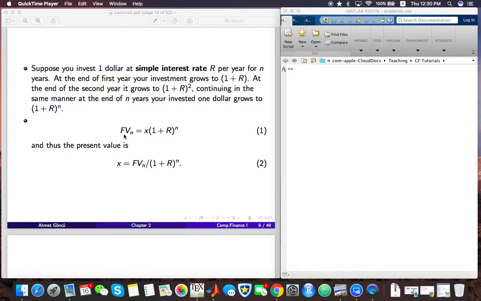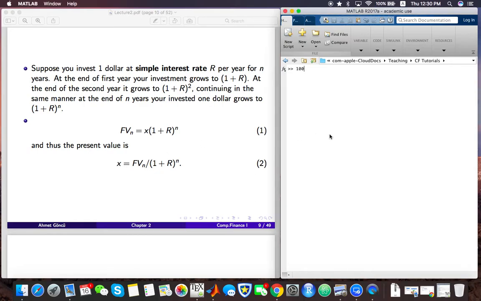You can use the same equation to get the present value from the future value in n years, and this time you have future value divided by (1 plus r) to the power n. So this (1 plus r) to the power n is the discounting factor. You need to discount the future in order to calculate the present value x.